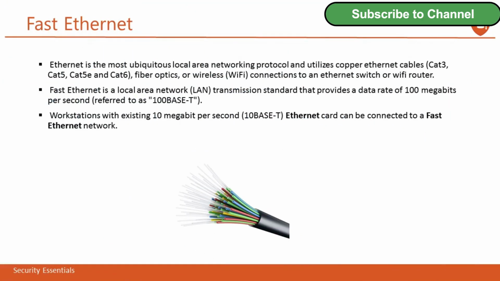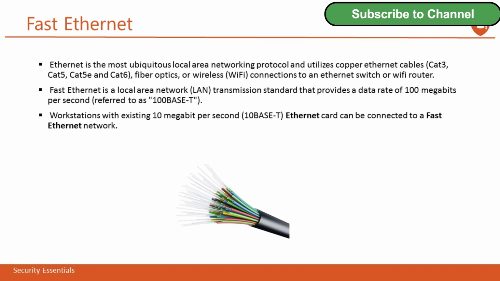Next, we'll go over Fast Ethernet. It's a version of Ethernet, so Ethernet is the most ubiquitous local area network protocol and utilizes copper Ethernet cables, either Cat3, Cat5, or Cat6. It also uses fiber optics or wireless Wi-Fi. It can also use fiber optics and wireless Wi-Fi connections to an Ethernet switch or Wi-Fi router.